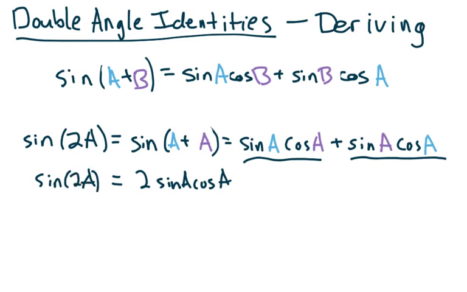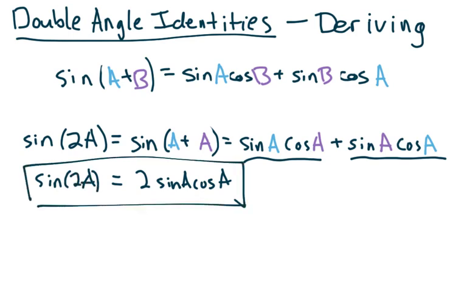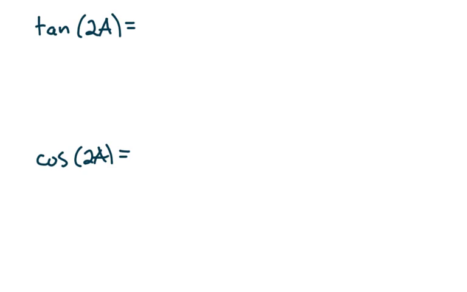And this was all equal to sine of 2A. This is the sine double angle formula. And the way we got it was by taking the sine sum angle formula with the two angles being the same. So given that secret, see if you can find the tangent double angle formula and the cosine double angle formula. Go ahead and pause this and give it a shot, and then start me up when you're ready to check. You ready? 3, 2, 1.